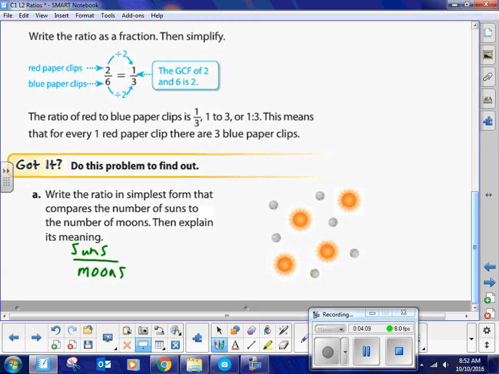And they're asking, what does that mean? That means for every 2 suns, there are 3 moons. Okay? That's it. Not too hard. All right.